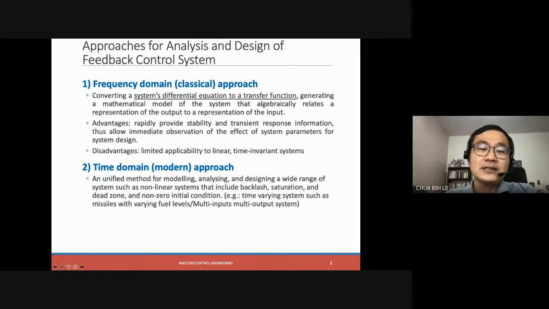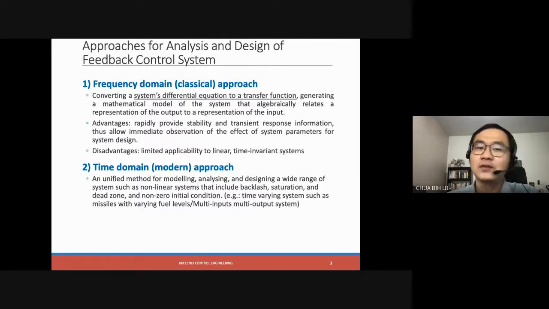Okay, the only thing is that you have to convert it in terms of the frequency domain, okay, which may not be easy for you to visualize, okay, in terms of frequency. Okay, so the disadvantages would be limited to a certain range, okay, mainly for a linear system and the time invariant system.